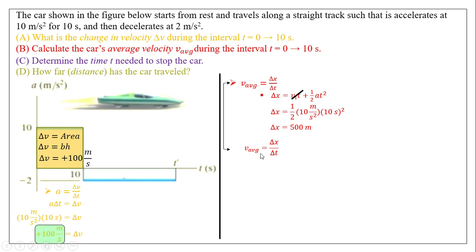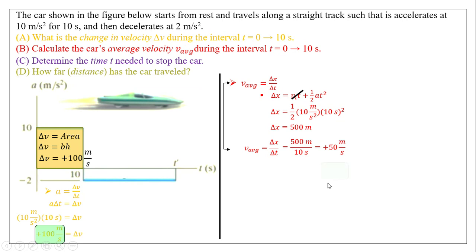So once again, average velocity is delta x over delta t. I know delta x I just found is 500. Delta t is 10 seconds. So we have 500 meters in the numerator, 10 seconds in the denominator. And the answer is going to be plus 50 meters per second. The plus sign is necessary because once again it asks for average velocity.